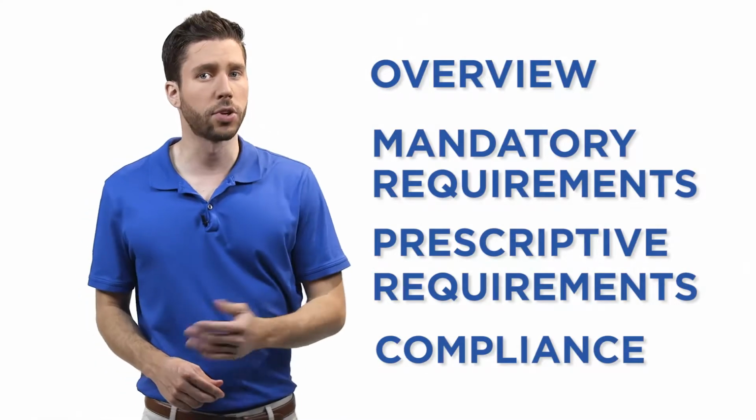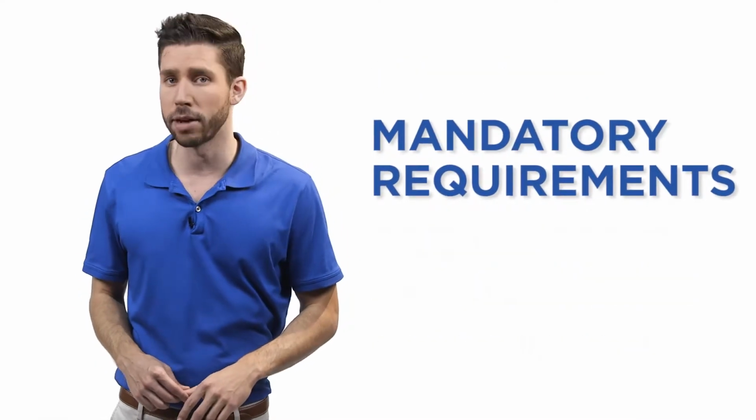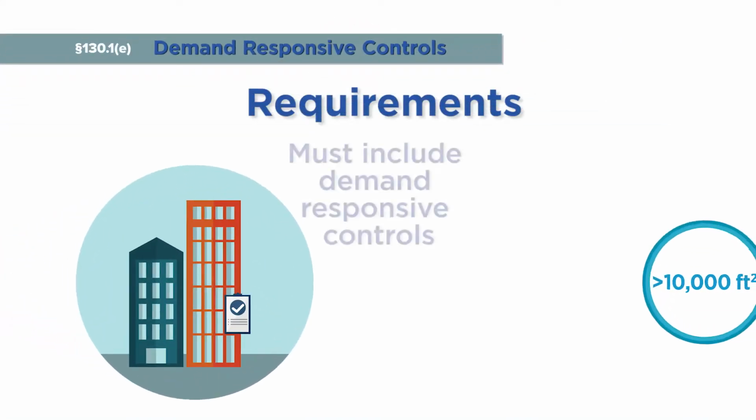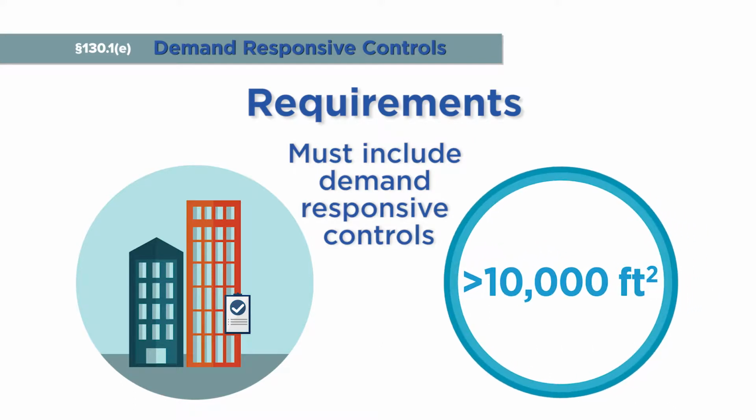Now let's discuss the mandatory requirements that apply to demand response. Demand-responsive controls are required for certain buildings under the 2016 Building Energy Efficiency Standards. By requiring these controls, building owners are more easily able to participate in demand response programs and help California shed load during critical periods. New buildings and building additions over 10,000 square feet must include demand-responsive controls.